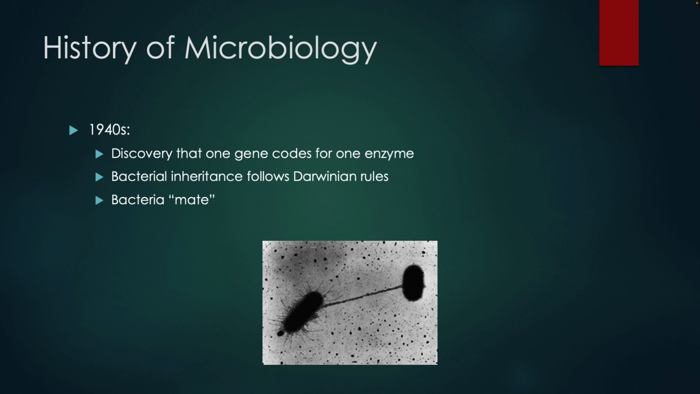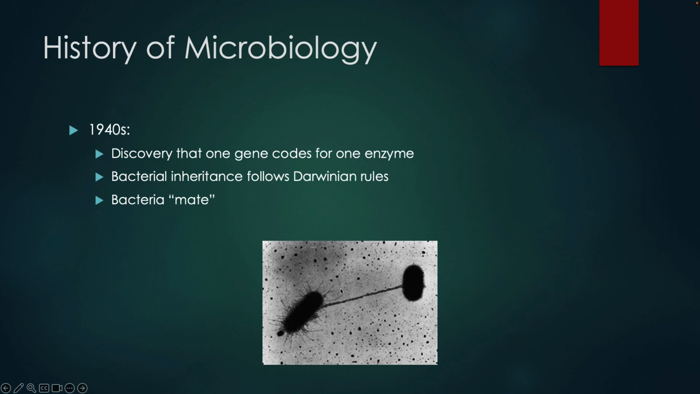In the 1940s, scientists began to learn that genes would code for enzymes, but they still didn't know if genes were proteins or if genes were DNA. But they knew that bacteria could pass genetic material, regardless of what it was. And they identified that bacteria could mate. So bacteria can exchange genetic material.